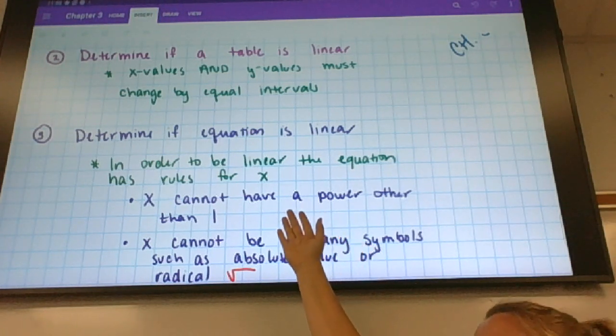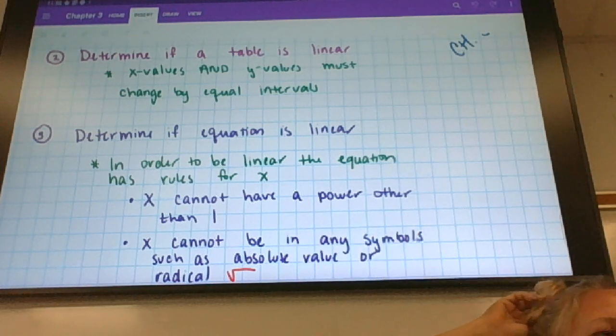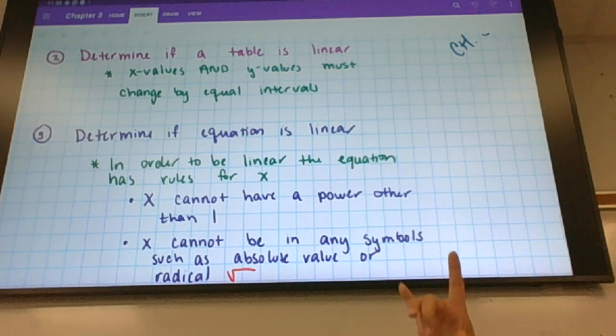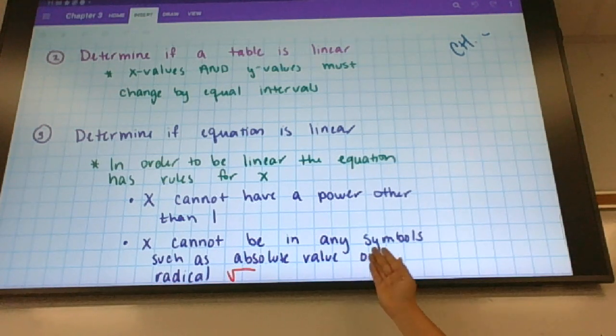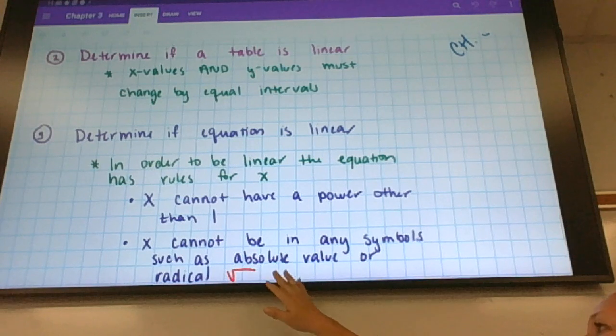The first rule is that x cannot have an exponent. X can only have a power of 1. If x is squared, it's not linear. If x is to the 3rd power, it's not linear. The second rule is that there cannot be any symbols around x, such as absolute value bars or radicals.